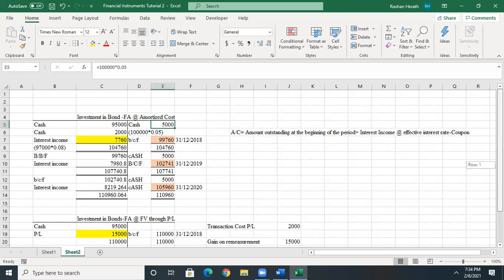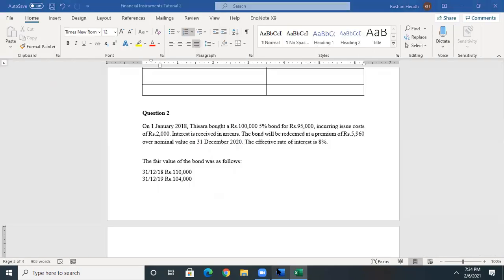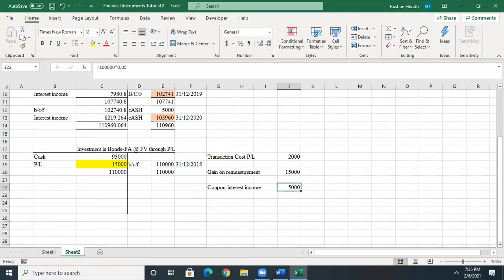But here, since it's a kind of additional thing that you are getting, additional reward that you are getting for just holding this instrument, this is also turned out to be an income. So the coupon, what you get, it's 100,000 into 5%. This is also your income, right? That's how you do. This is for 2018.